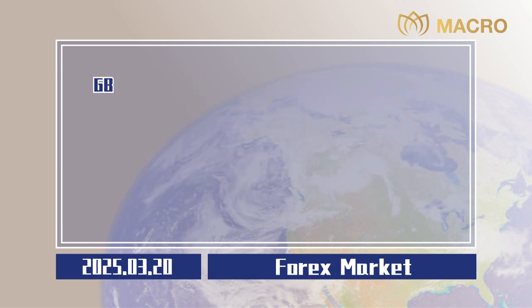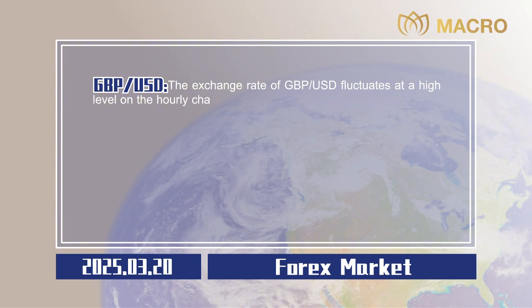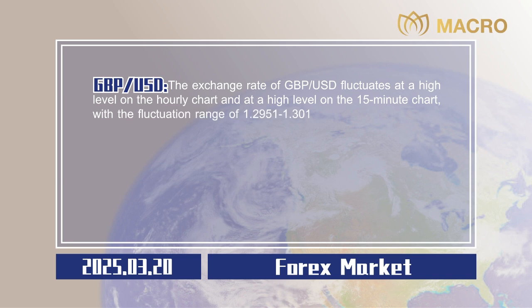Pound sterling to US dollar. The exchange rate of pound sterling to US dollar fluctuates at a high level on the hourly chart and at a high level on the 15-minute chart, with a fluctuation range of 1.2951 to 1.3015. In operation, it can be sold at a high price and bought at a low price.